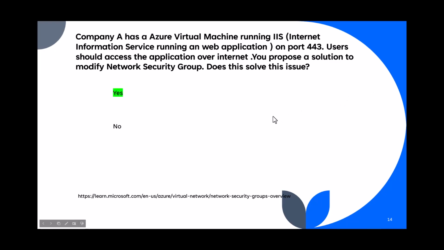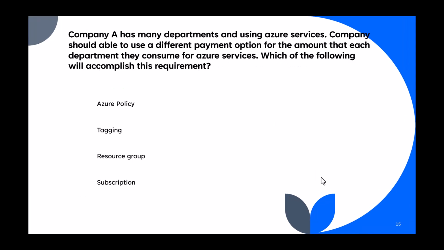The answer to this question is yes. So you just have to open the port to the public so that anybody can access it, and the virtual machine has to have a public IP address, and we need to allow port 443 through the network security group. The next question, question number 15.